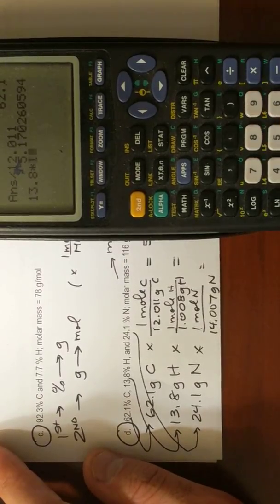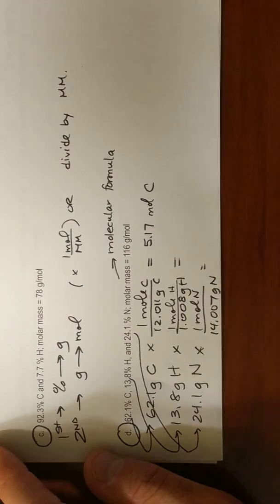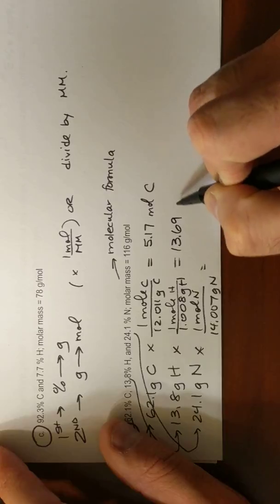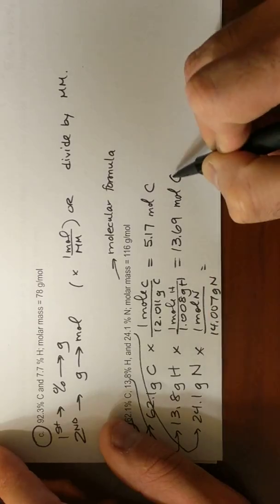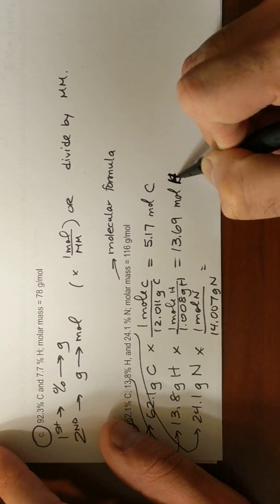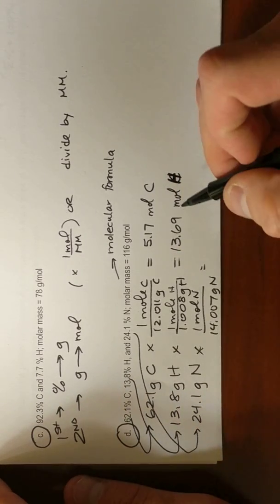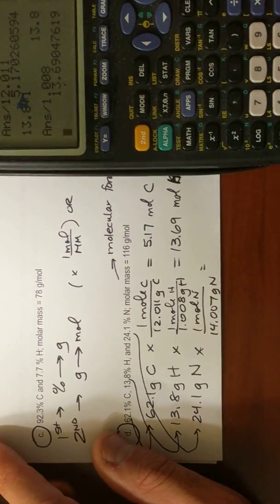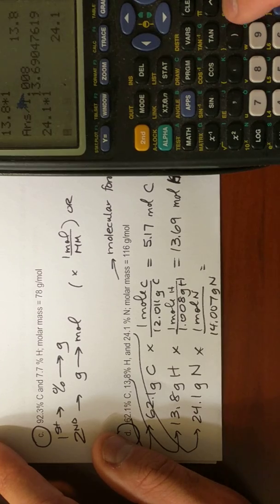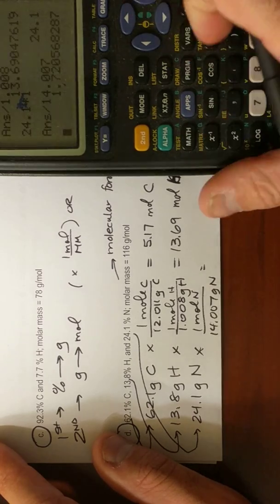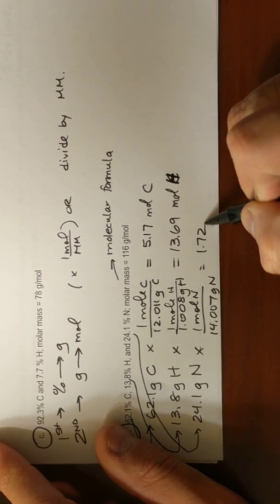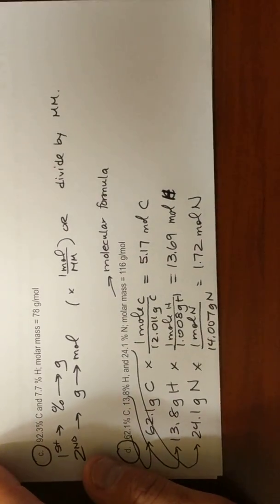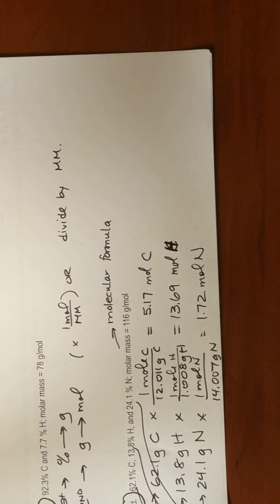I'll do the next thing. Hydrogen, 13.8 times 1, divided by 1.008. And I get 13.69 moles of hydrogen. My bad. And I don't have any significant figures here, but let's just stick to 2 decimal places. And so now I'll do the last one, 24.1 times 1 divided by 14.007, and I get 1.72 moles of nitrogen.